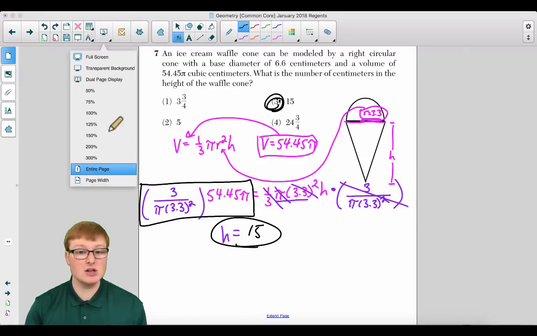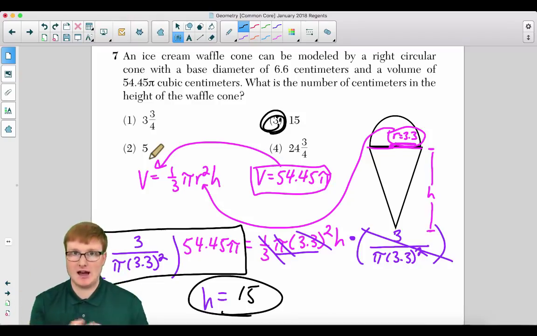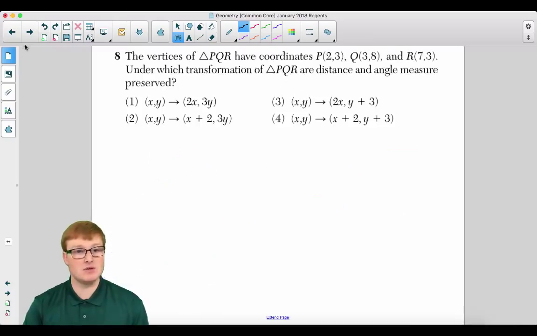Not too bad of a question. You just really have to know your fraction techniques. How to solve for h, or just any variable for that matter, using fractions. Moving on to number 8.